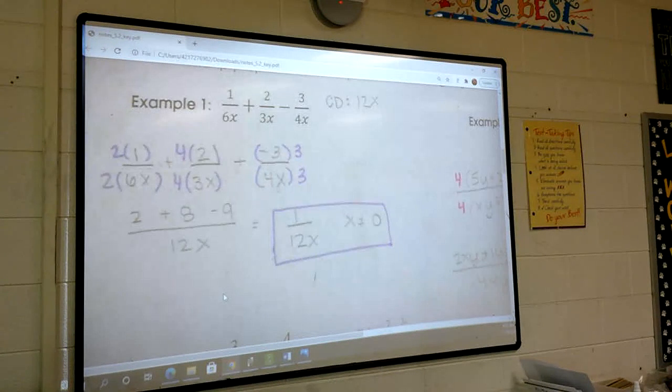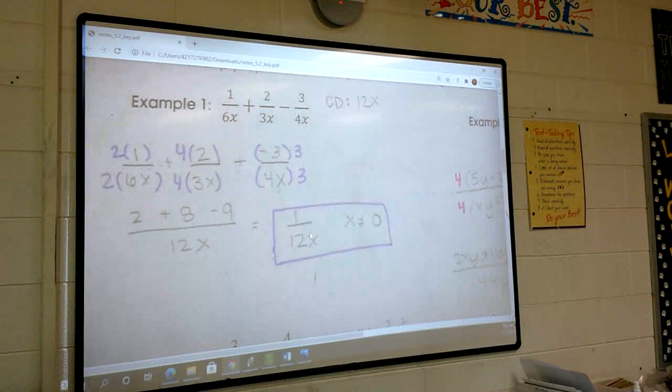Because we multiplied the first fraction by 2, that's how we got a 2. We multiplied the second fraction by 4, that's how we got 8, because 2 times 4. We multiplied the third fraction by 3, that's how we got 9. So 2 plus 8 is 10, minus 9 is 1, so we get 1 over 12x.